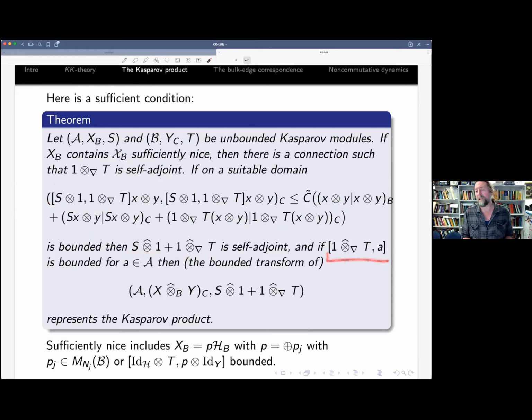And finally, you just need to check this commutator, and there's nothing you can do about that that I know of. You just have to check that that works. If everything works, then this does indeed represent the Kasparov product. What would be a nice module? Well, if I write X as a projective submodule of the standard module, then you want either to be a direct sum of projections in matrix algebras, so a sum of finite projective modules, or you want the projection to have bounded commutators with T, and you've got to say that appropriately in this balanced tensor product.